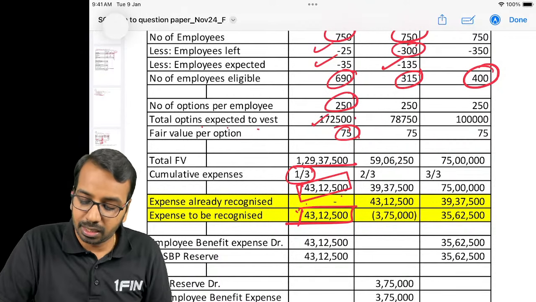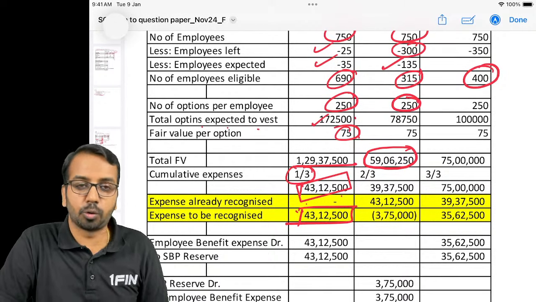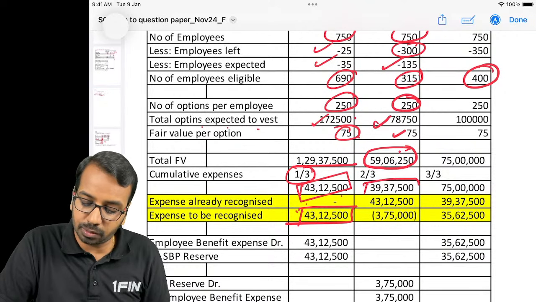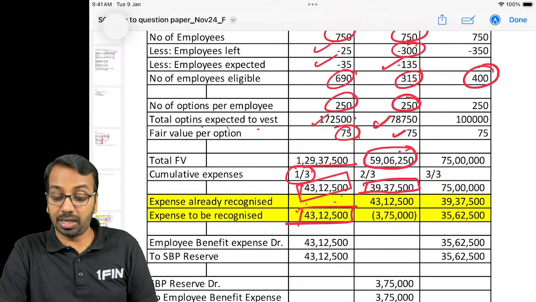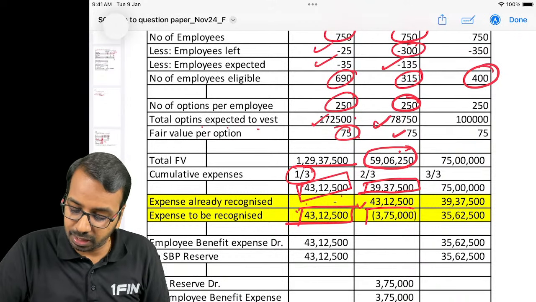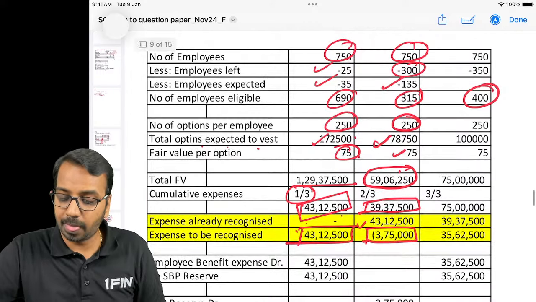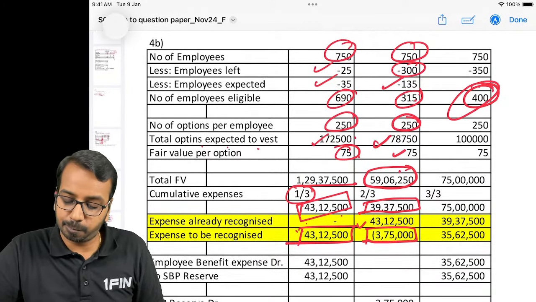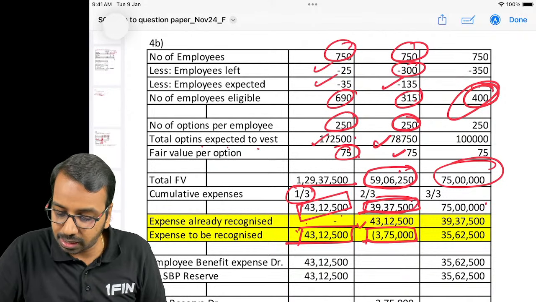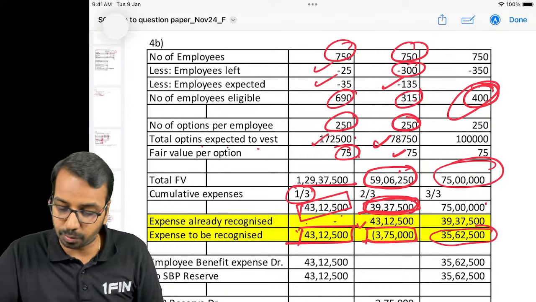Second year, it is down to 59 lakhs 06,000. Basically 315 into 250, 78,750 into 75, you get 59. 2/3 is only 39, 37,500. So already recognized so much, so 375 has to be actually reversed. Then third year, 750, 400 are left. Your total of 75 lakhs. Out of 75, only 39, 37 has been recognized so far cumulatively. So balance 35, 62 has to be recognized.